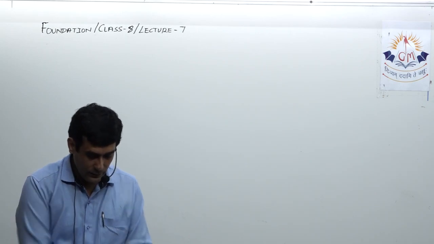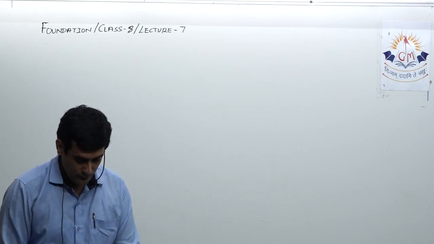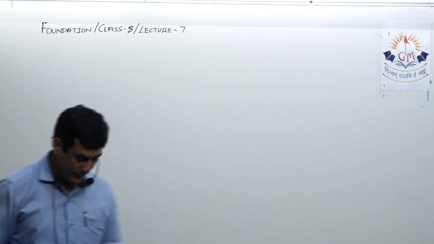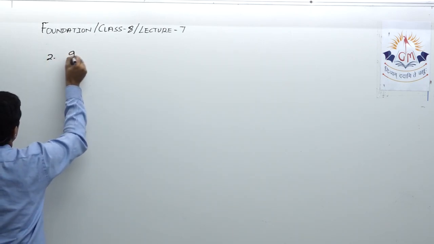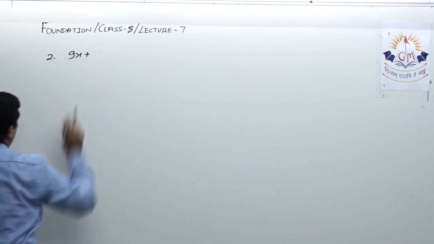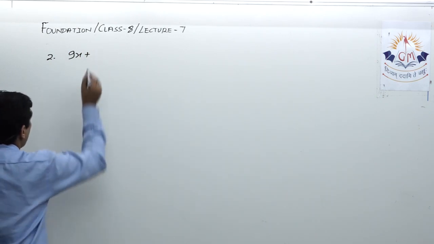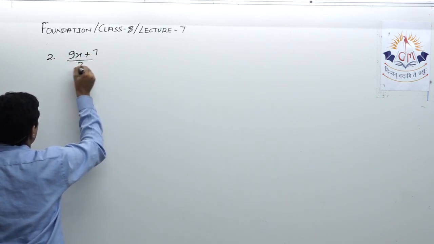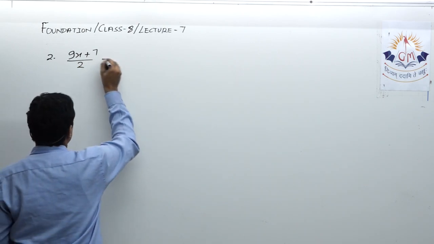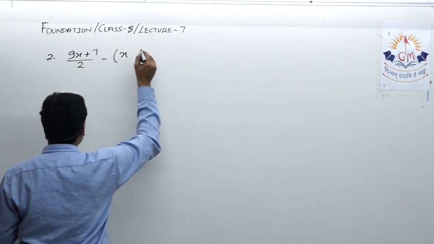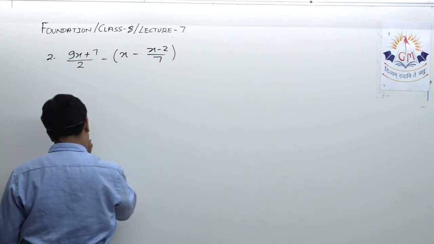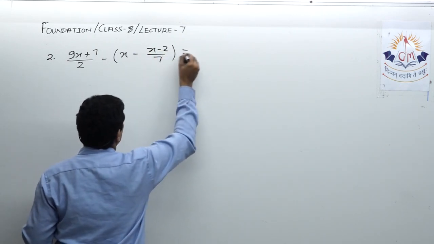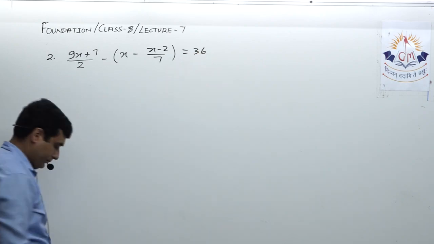Okay, the next question is 9x plus 7 upon 2 minus x minus x minus 2 upon 7 is equal to 36.